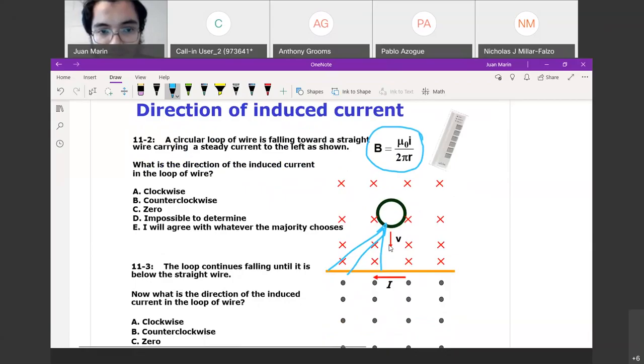So here the question is, a circular loop of wire is moving at a constant speed, and it's going to cross the wire that carries the current in the negative x direction. So the question is, what is the direction of the induced current in the loop of wire in this specific position? In this position, what's going to happen? Is the current clockwise? Is it counterclockwise? What do you think?